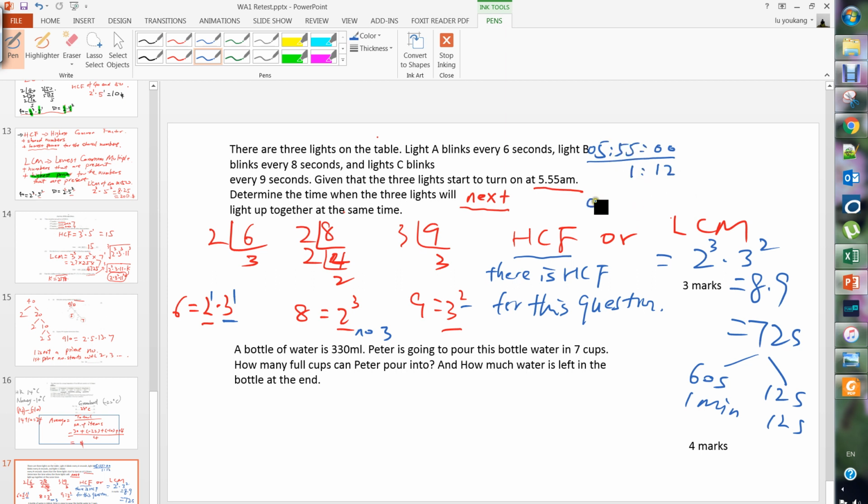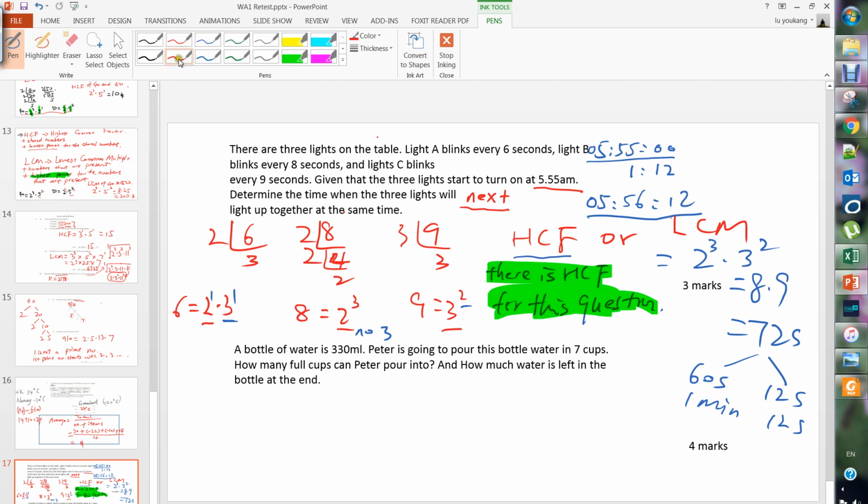So I end up with what? 05:56:12. So this is the time the 3 lights will light up together next. Okay, so very good example here. There is no HCF for this question. And by the way, you don't need to find this HCF. You are supposed to find the LCM.